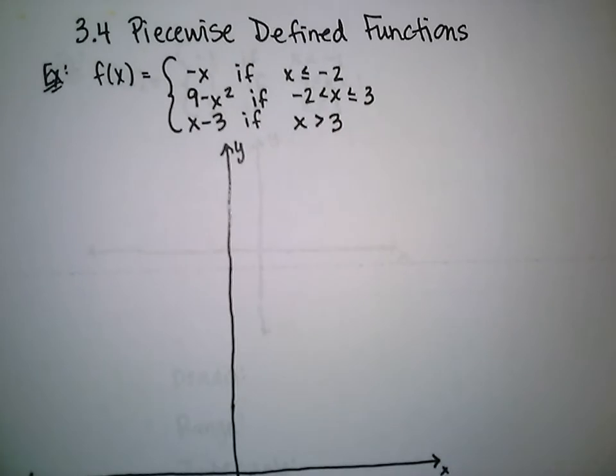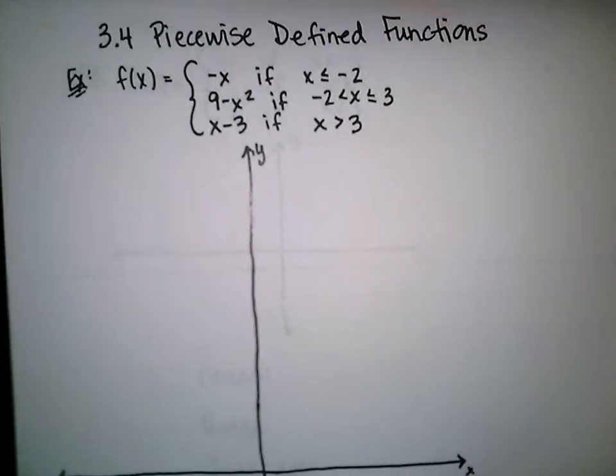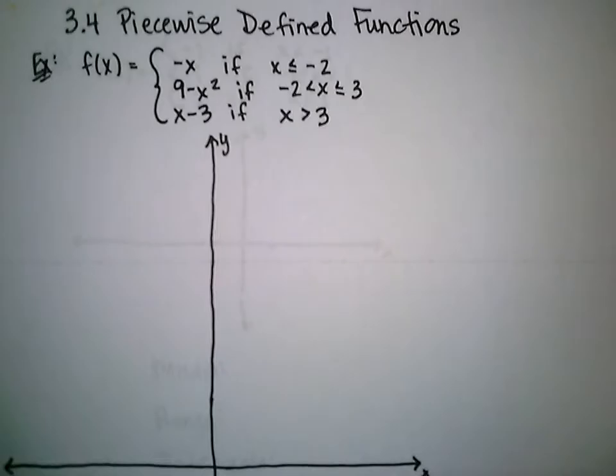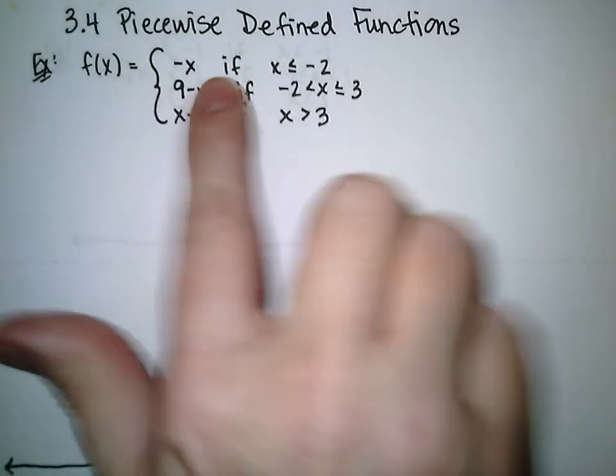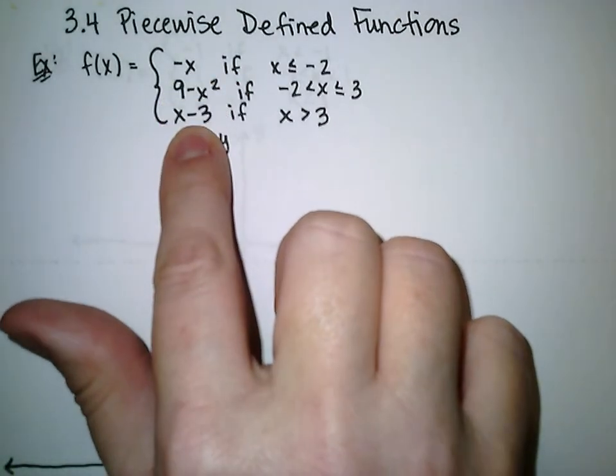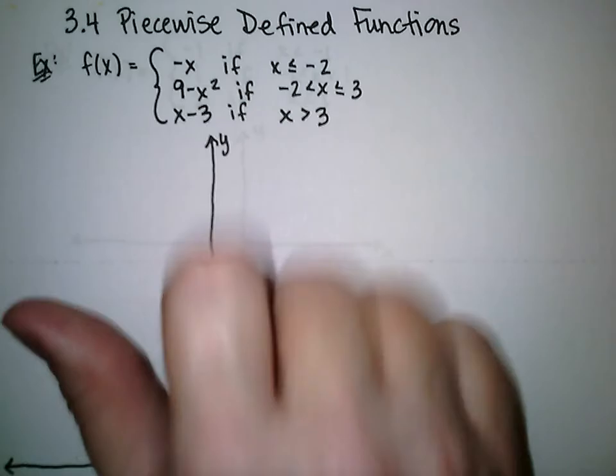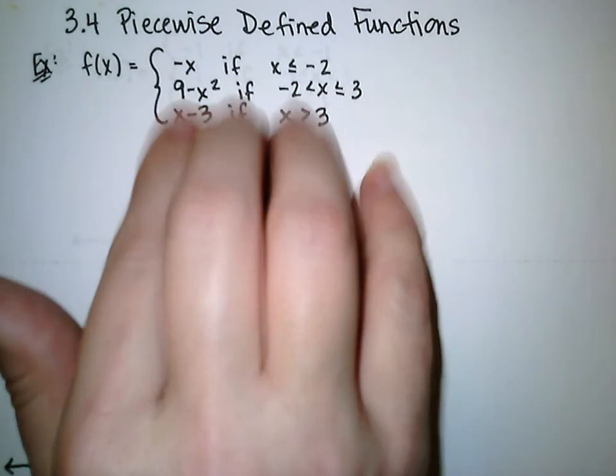Section 3.4 is going to be about piecewise defined functions. And we're going to need to use what we know about parent functions to be able to make these graphs. As you can see, a piecewise defined function has more than one rule that talks about its graph. This one has three different rules.